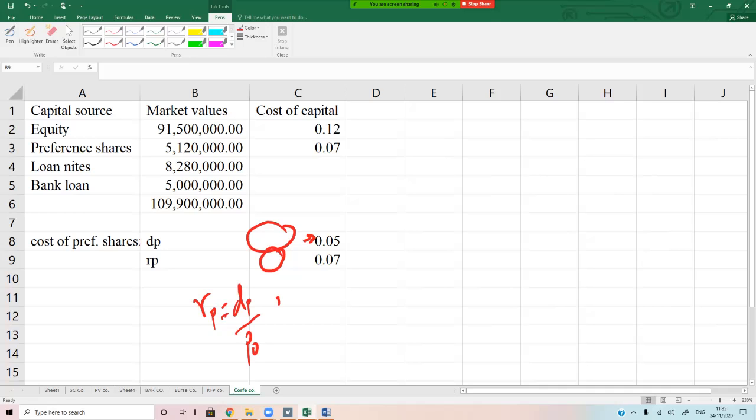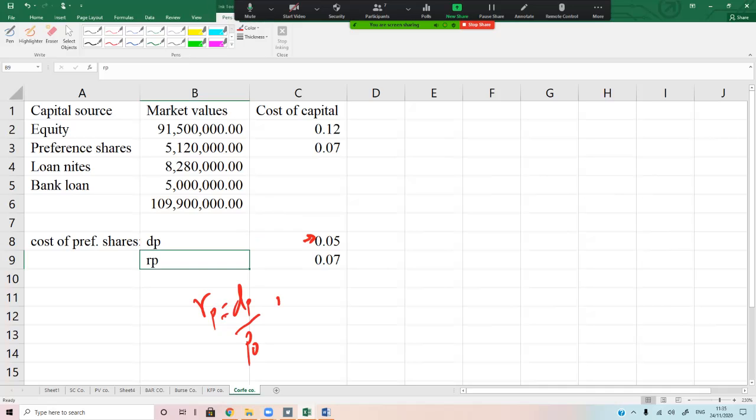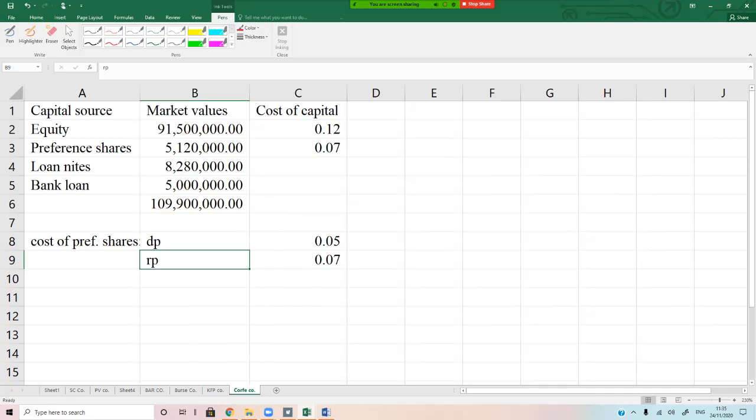Okay, so that's on how to get the cost of preference share. Next, we can look at the cost of the bond, or the note, cost of notes. This note or bond is redeemable, and can be redeemed at a 10% premium to the nominal value in 5 years' time. The current market value is around 103.5, and they pay interest at 8%.